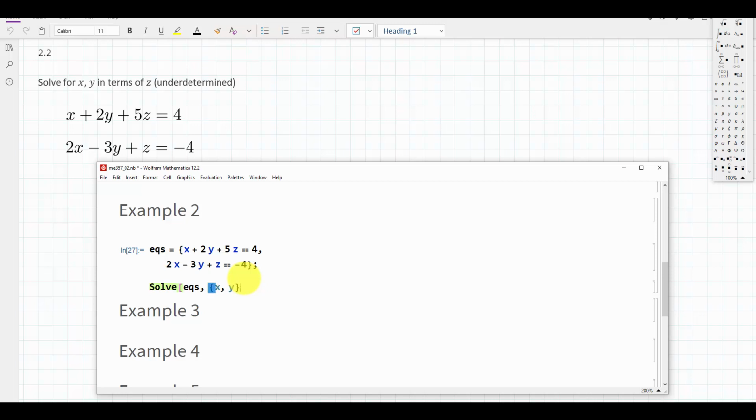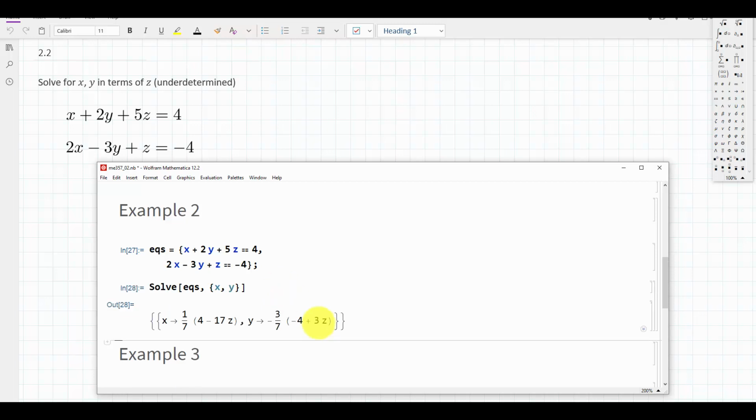So this will guarantee that I get an x equals equation that does not have y on the right-hand side, but it will have z and constants, but that's okay. And an equation where y equals something, but that right-hand side won't have x in it. So these variables will be by themselves after this Solve command. And that's it. I can run this. And we see what it gives me.